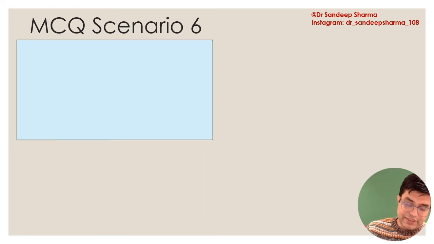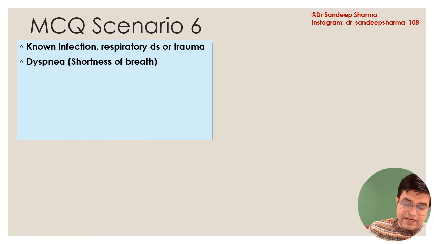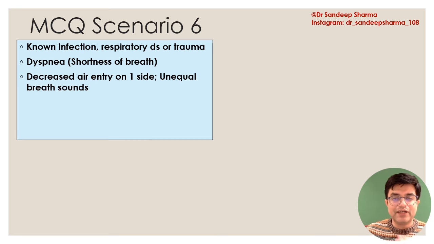Examiner will say that there is an adult patient who has a known infection, some respiratory disease, or trauma, and the patient developed dyspnea, shortness of breath. Patient has decreased air entry on one side and unequal breath sounds, or breath sound is absent on one side. And you also found that there is hyper resonant note.